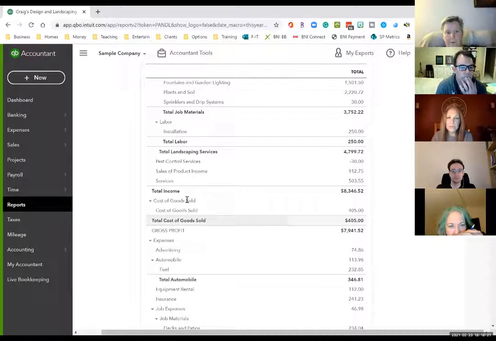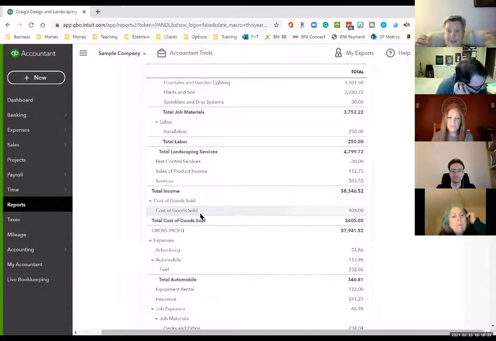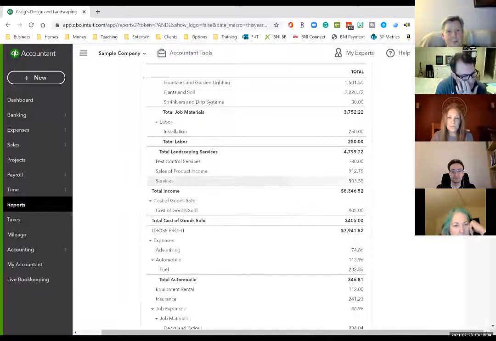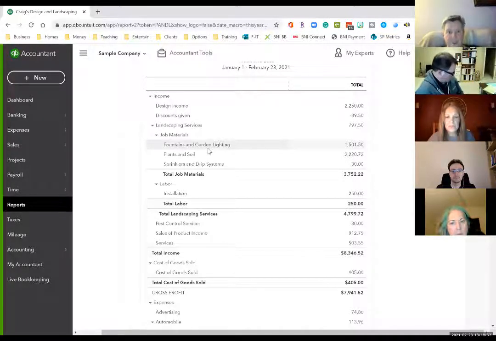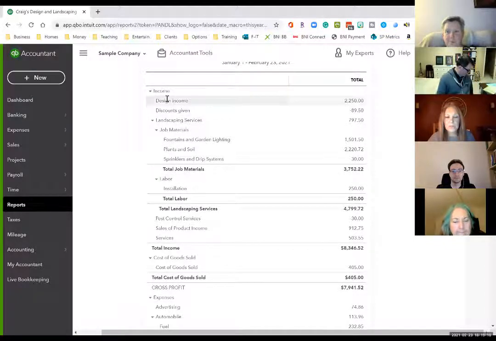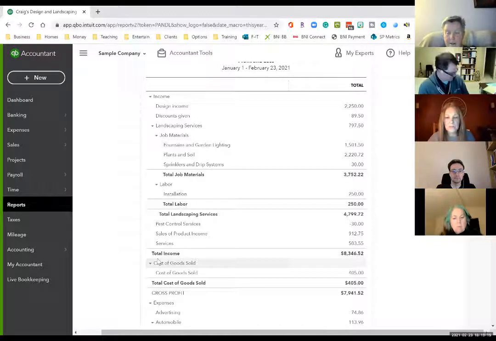Now, what I would typically see, so here we have a cost of goods sold. Okay, so here the cost of goods sold is not broken out by anything. It's just this bucket called cost of goods sold. But we could have, for instance, a cost of goods sold that has to do with the actual cost of the job materials that went into these fountains and garden lighting, right? So for the revenue of $1,500, what did it cost to install those fountains and garden lighting, right? So the actual materials that they used. So you could have down here a cost of goods sold that is directly associated with the fountain and garden lighting, or plants and soil, or sprinklers and drip systems, right? So that for the corresponding income account, you could have a corresponding cost of goods sold. They don't break it out here like that, but if you want it to look that way, you can make it look that way, okay?